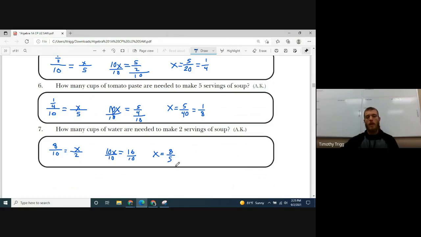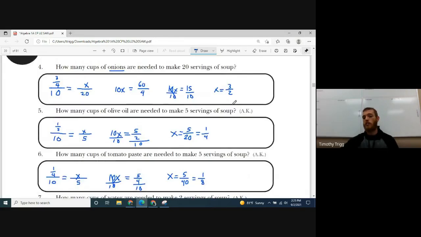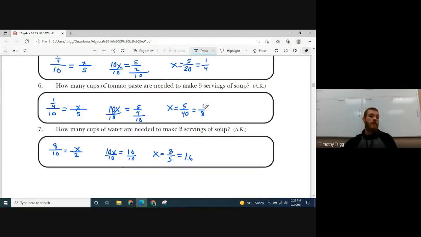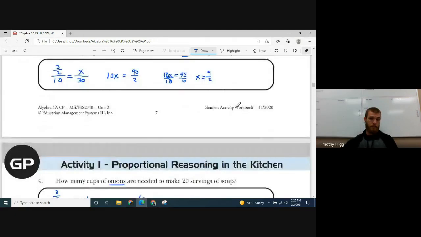Of course, you could always change all of these fractions into decimals if you want. For example, 8/5, if you want to change it to a decimal, you just do 8 divided by 5. That would give you 1.6. So you should be able to change all these fractions into decimals if you want.